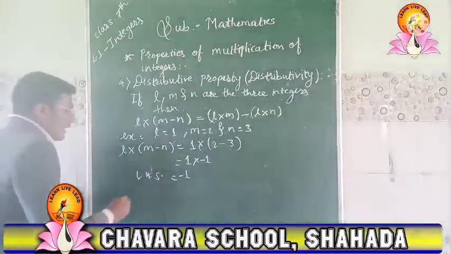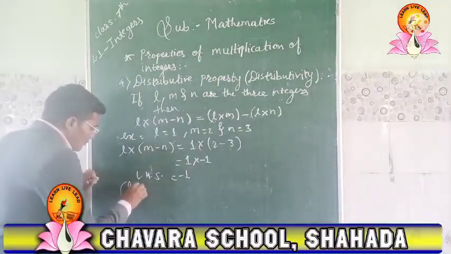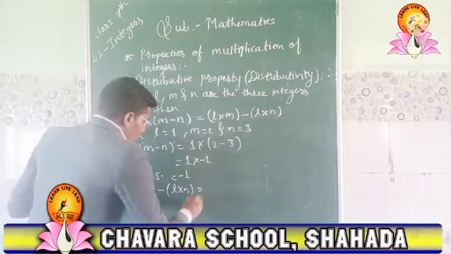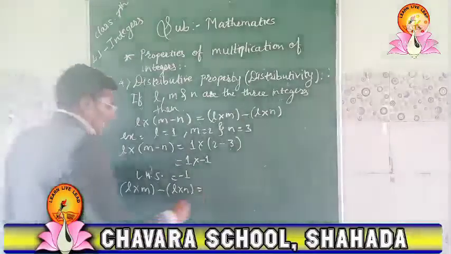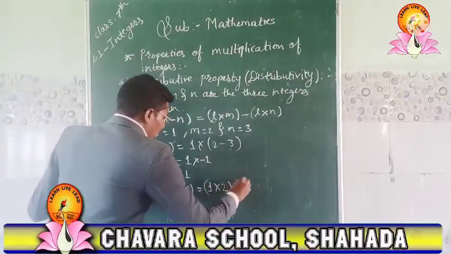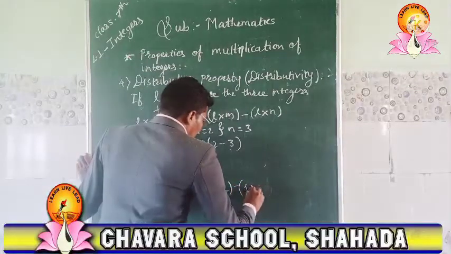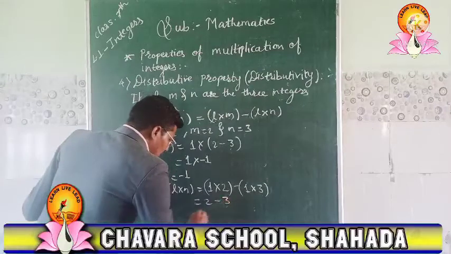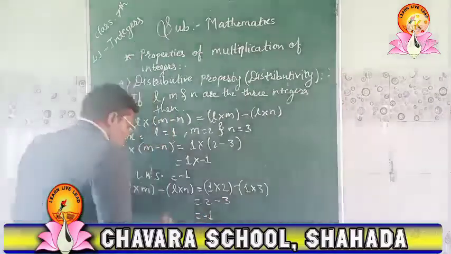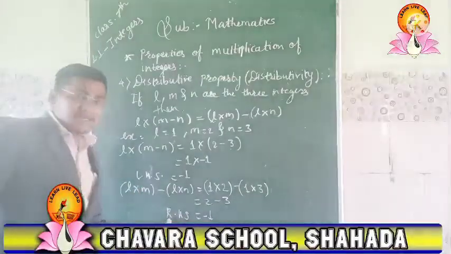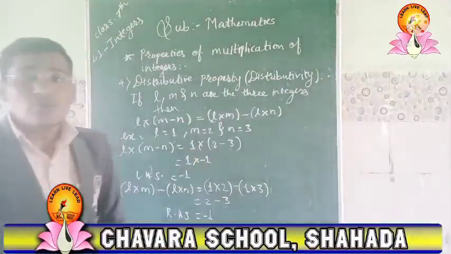Now the RHS of the equation is what? L multiplied by M minus L multiplied by N. So put the values in it. So the values are 1 multiplied by 2 minus 1 multiplied by 3. Then 1 2s are 2 minus 1 3s are 3. Then the answer is the same. So we proved that the LHS is equal to the RHS, and hence this rule is also true.